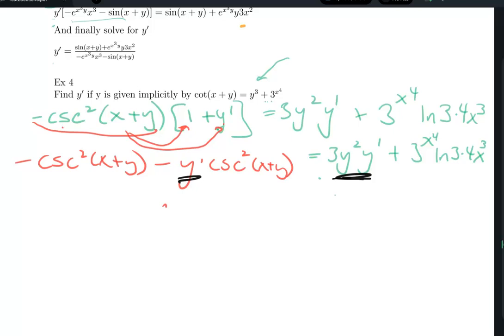So, I don't know, let's just try the right-hand side this time. So if I kept this over here, and I added this, so I'd have y prime cosecant squared x plus y.